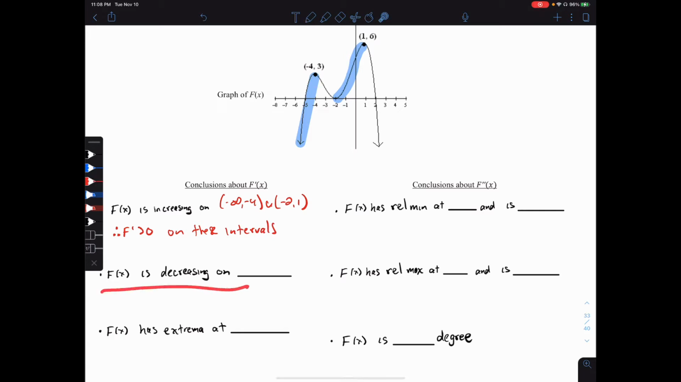When is f decreasing? f is decreasing from negative 4 to negative 2, and then it's decreasing again from 1 to infinity. What conclusions can we make about f prime? Well, if f is decreasing, that means f prime is negative. It's less than 0.